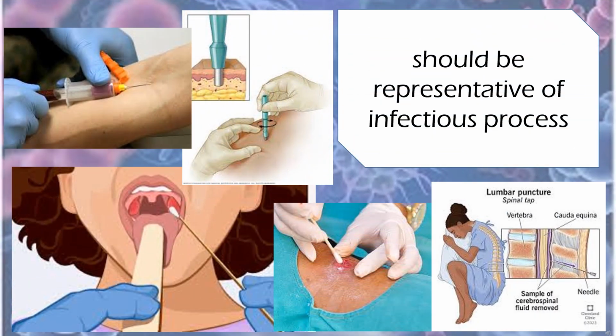It should be representative of the infectious process, that is, a specimen collected from a part of the body where an infection is suspected, such as a throat swab, urine sample, blood draw, wound swab, spinal fluid from a lumbar puncture, stool sample, or a tissue biopsy, depending on the suspected site of infection. These samples are then analyzed in a laboratory to identify the specific pathogen causing the infection.